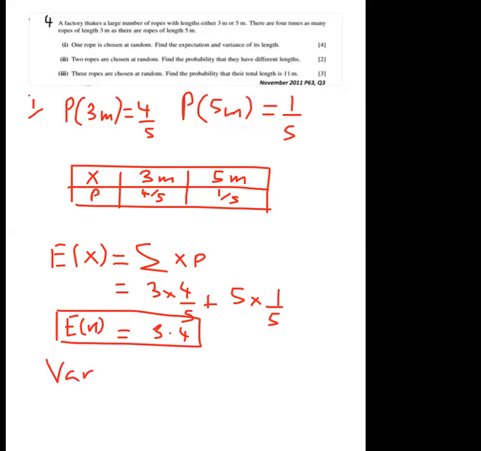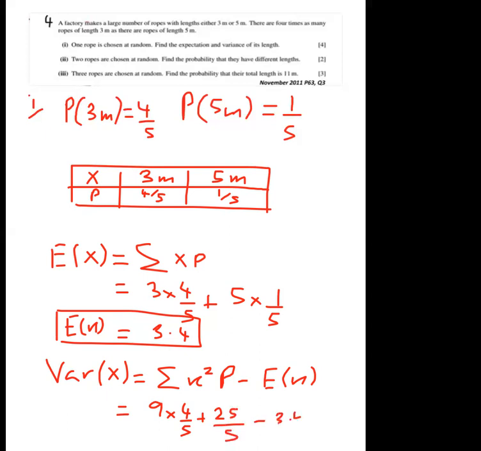Variance in the probability distribution table is equal to sigma x square p minus the expected value squared. So for sigma x square p, the first one will be 3 square times 4 upon 5. 3 square is 9, so 9 times 4 upon 5, plus the second one will be 5 square times 1 upon 5, that is 25 upon 5, minus 3.4 squared. So 9 times 4 are 36 upon 5 plus 5 minus 3.4 squared.